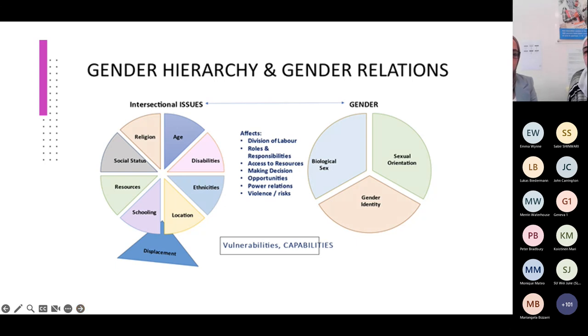Power roles and dynamics. We can look at the family household, and we can go out to the community. Who has the power? Who can distribute the roles? Who has the role of doing what? So by taking the intersectional approach in doing the gender analysis, it would give us a comprehensive approach, and it would lead to better results.